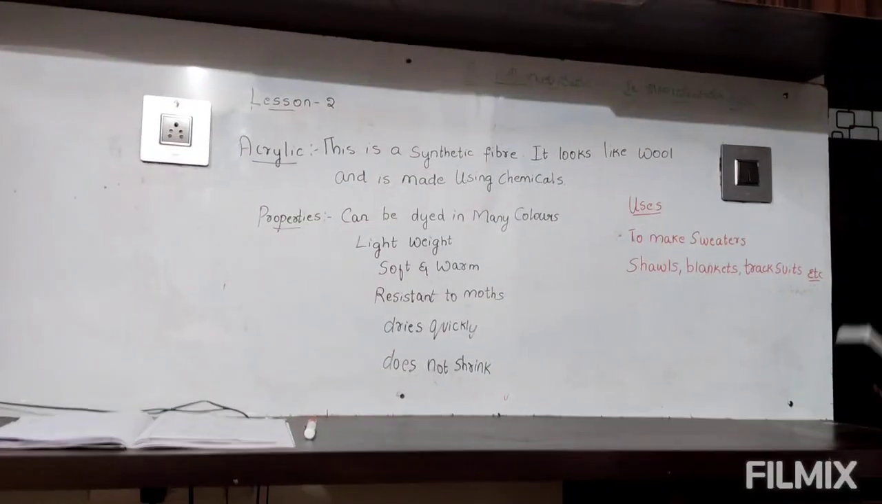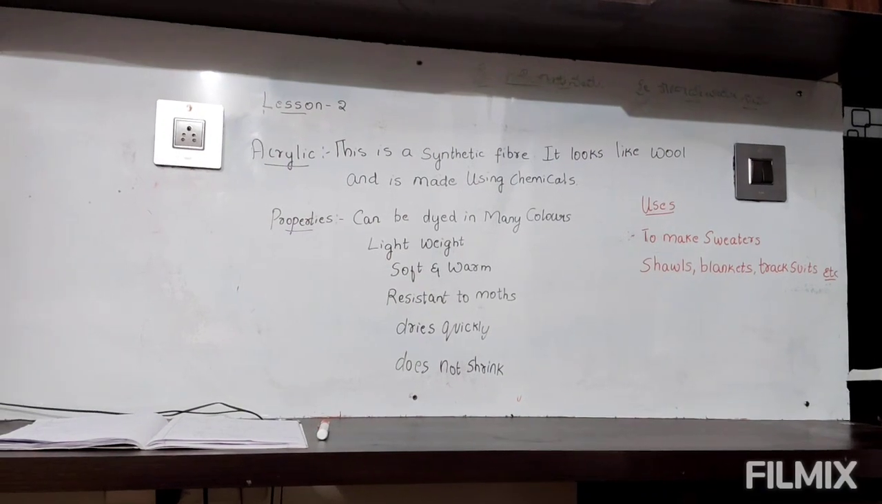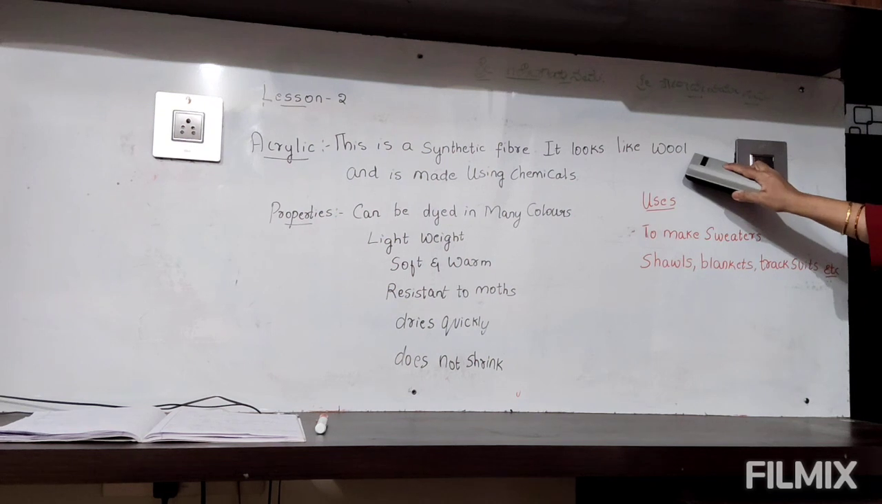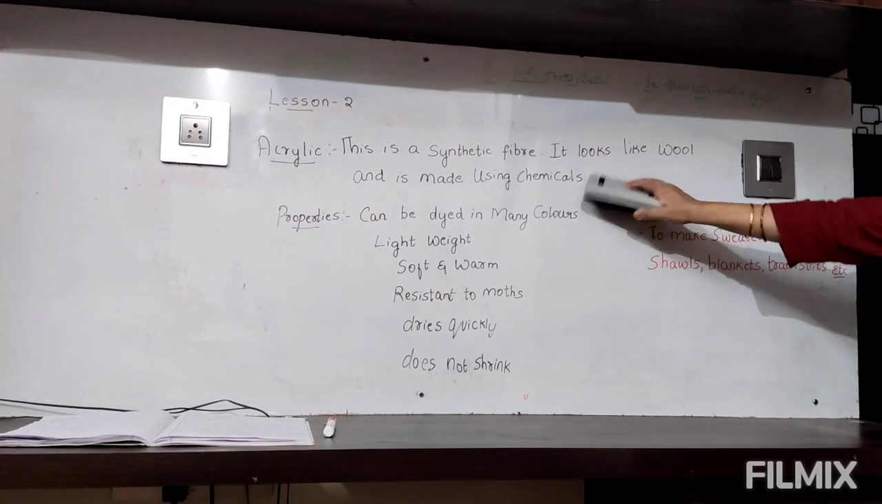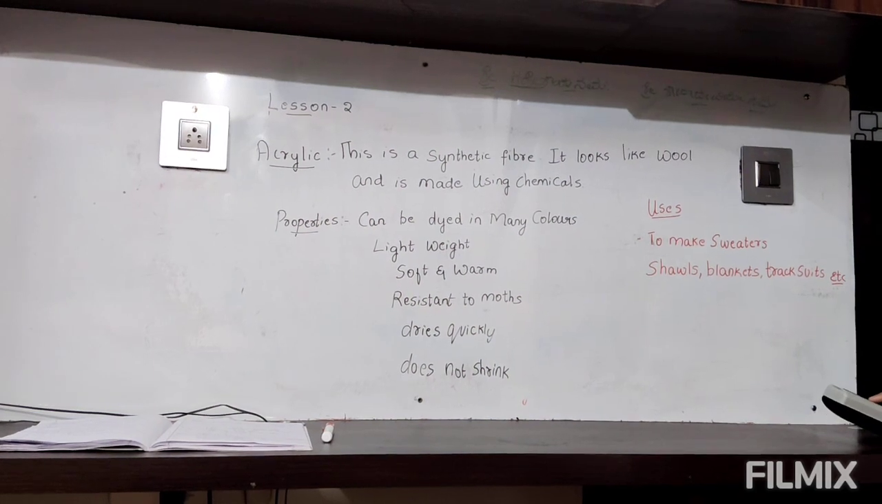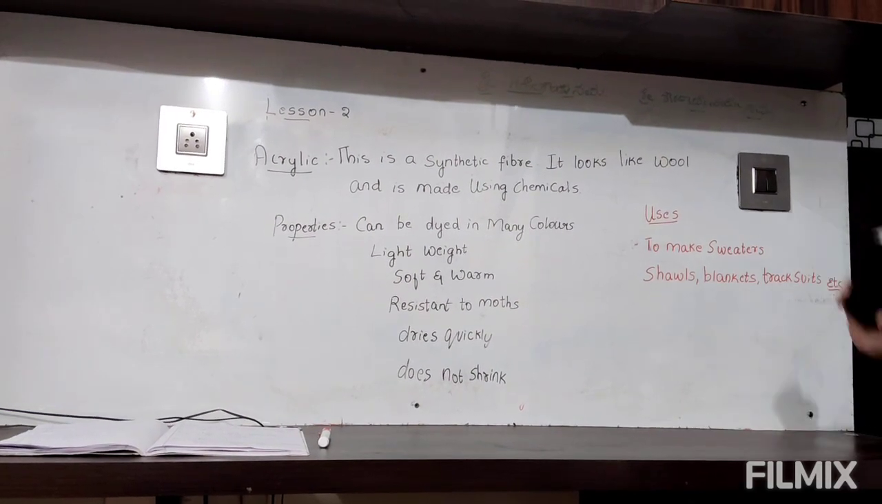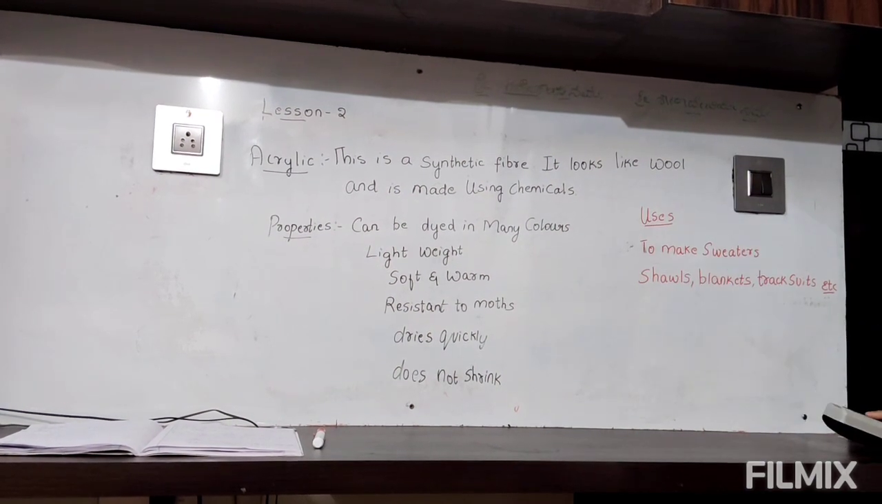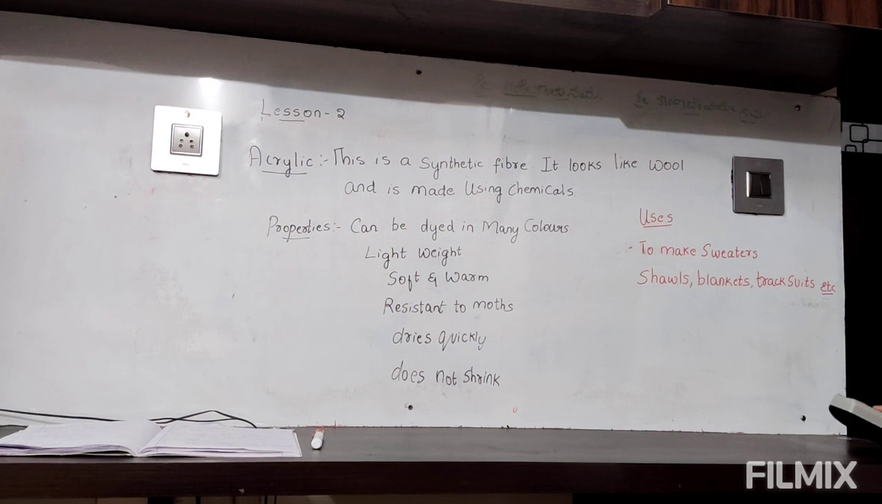Next, let us move on to one more synthetic fiber, that is acrylic. It looks like wool and is made using chemicals. As you all know, synthetic fibers are made from chemicals in the factories.